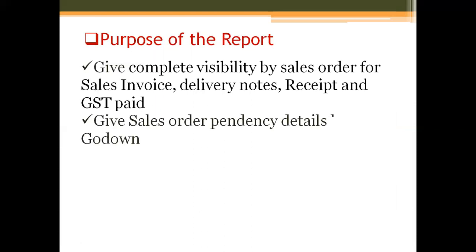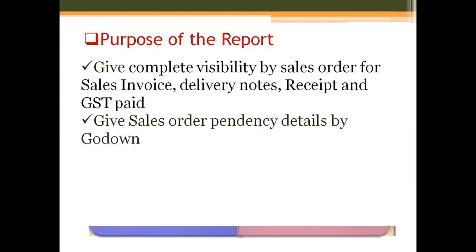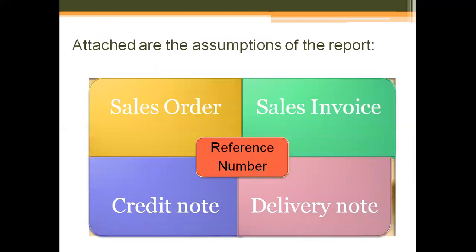Basically the purpose of this report is to give complete visibility from the sales order to the sales invoice, delivery note, receipt and the GST paid. It gives sales order pendency details by godown. Here we have some assumptions of the report attached. Sales order, sales invoice, credit note and delivery note are linked with the same reference number.